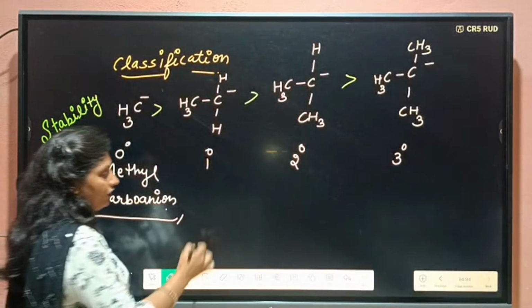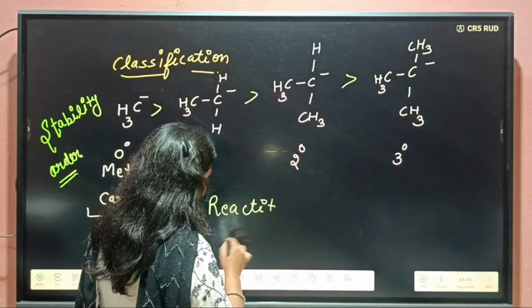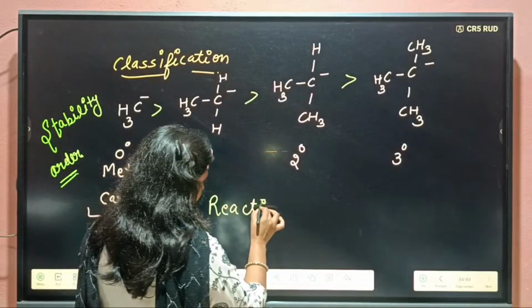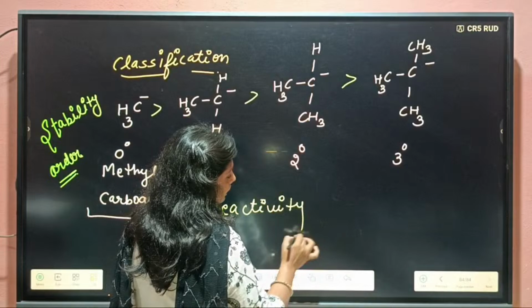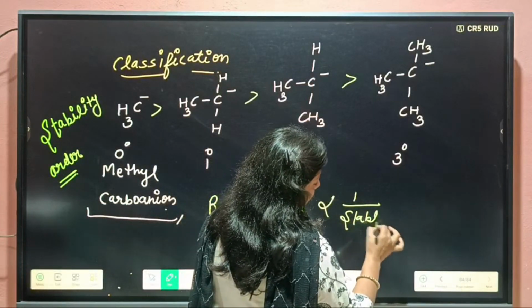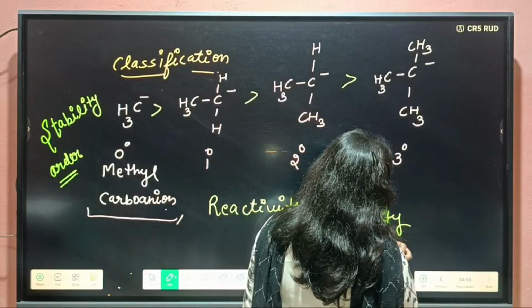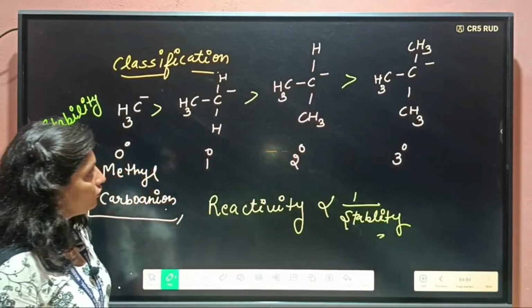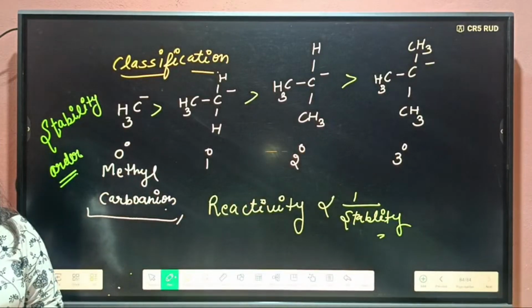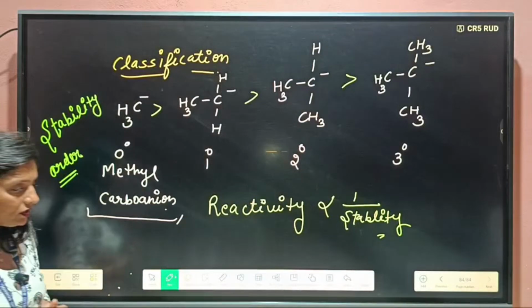Okay, and you know very well, the reactivity order will be reverse. Reactivity is inversely proportional to stability. So the reactivity order will be tertiary, secondary, primary, then methyl. Why is it so? Now you should know. Why is this order reversed?